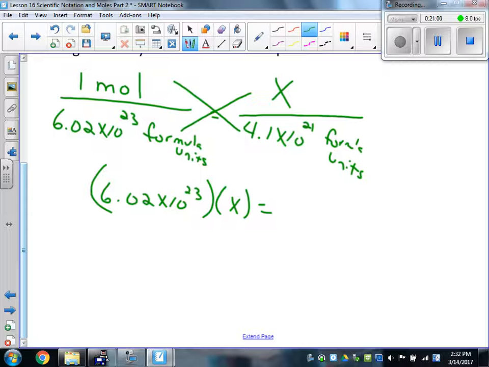Good so far? Cross multiply, just like you did on the last sheet. So this times this, and 1 times this. So 1 times 4.1 times 10 to the 21. Good so far? We're still cross multiplying. We're doing exactly the same thing we did on the other ones.